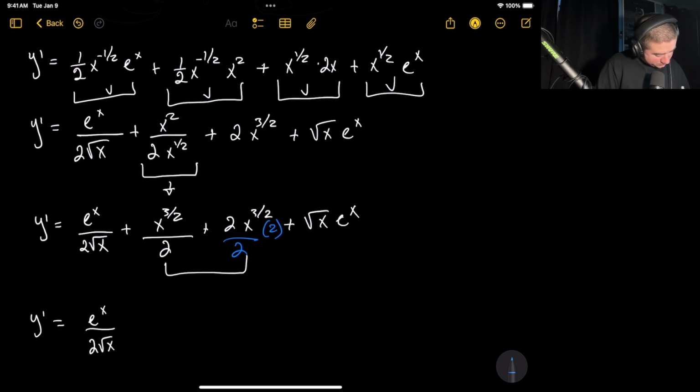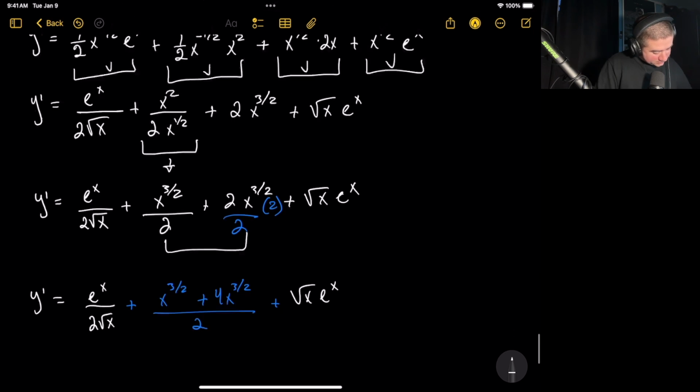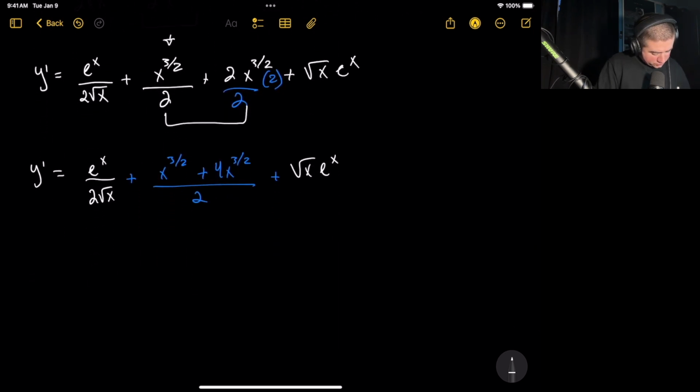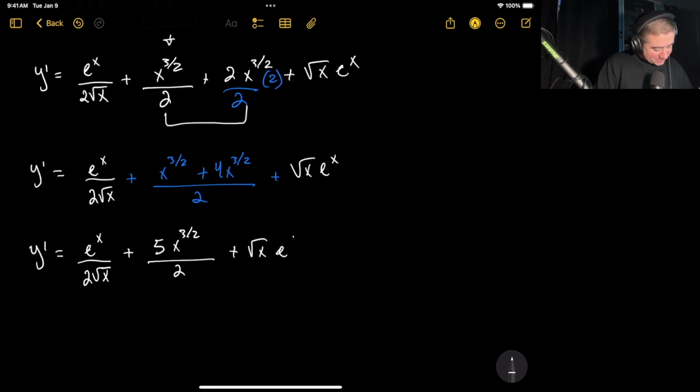So we're going to have, let me just do this in blue real quick, plus x to the power of 3 over 2 plus 4x to the power of 3 over 2 over 2, and then plus the root of x times e to the power of x. And now we'll combine the numerator. Those are the like terms there. So we're going to have y prime is equal to e to the power of x over 2 root x. And then plus, and this is going to be 5x to the power of 3 over 2 over 2 plus the root of x times e to the power of x.